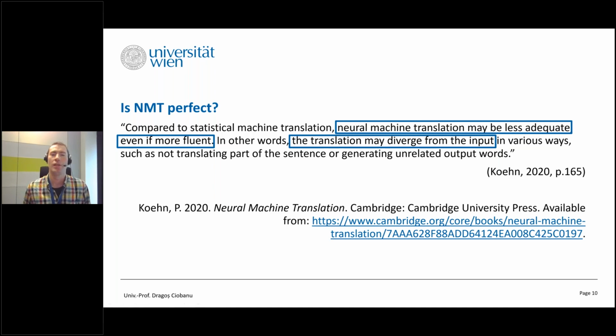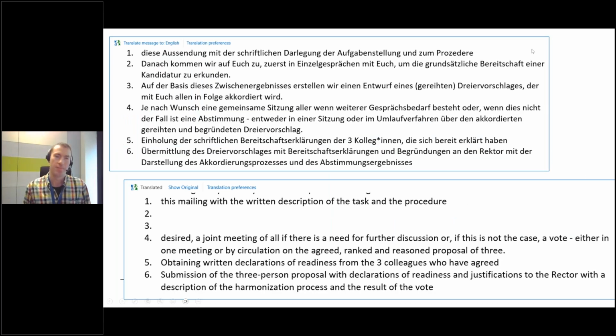So in other words, translations may diverge from the input in various ways, such as not translating part of sentences, so omissions, or generated unrelated output words, which are usually called hallucinations for neural machine translation. But we'll see. There might be cases where these hallucinations are actually welcome. So let's start with some examples.